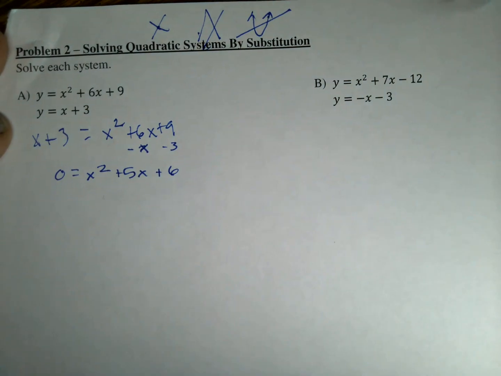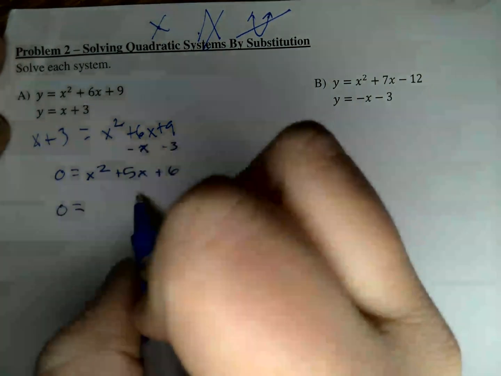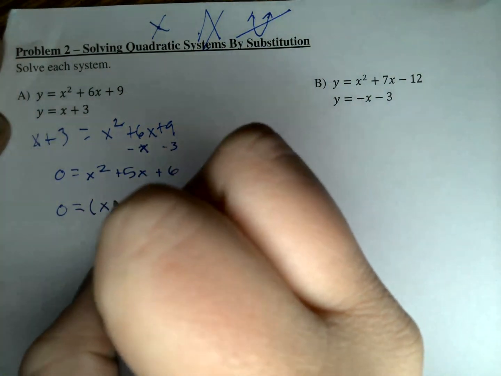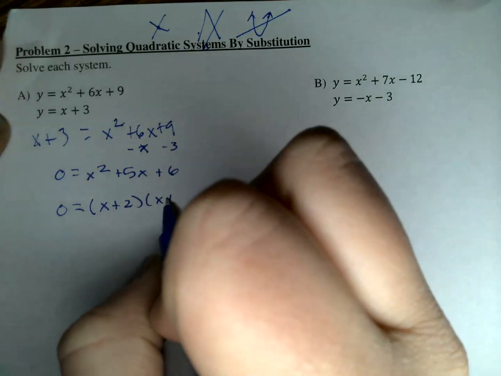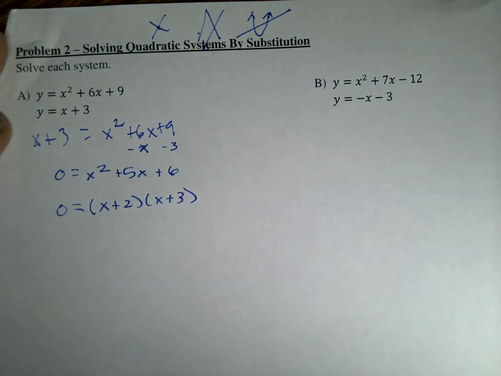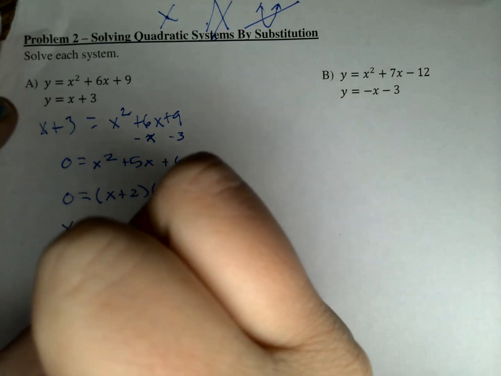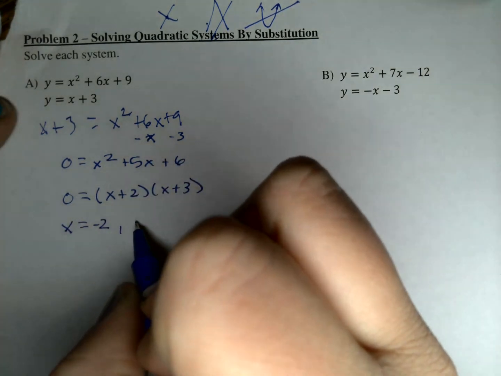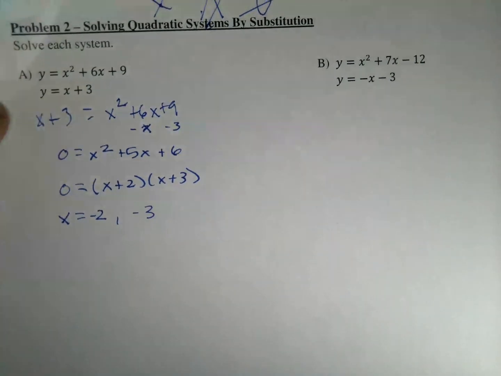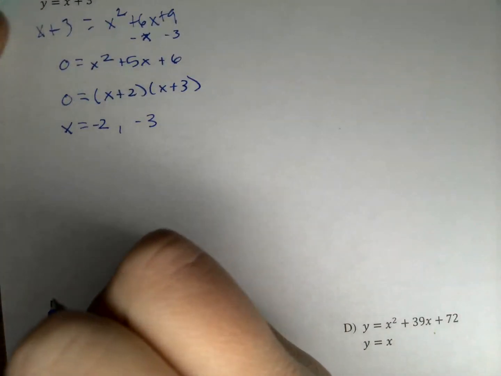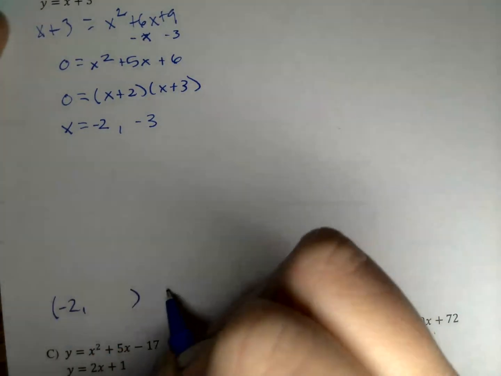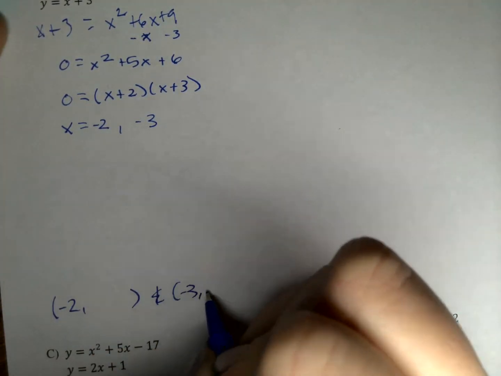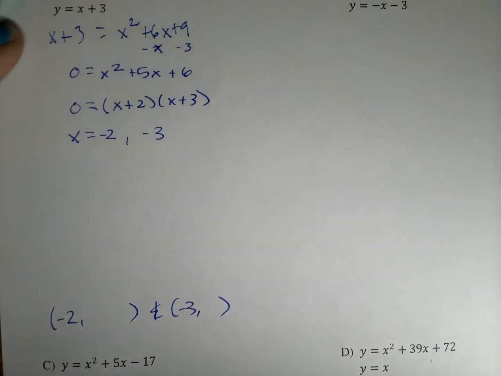So now I want to factor that. What two numbers multiply to get positive 6 and add together to get positive 5 would be x plus 2 and x plus 3. So now I can set that equal to 0, and I get x is equal to negative 2 and x is equal to negative 3. So I have two different answers here. So actually what I'm going to do down below is already write out these points, because I know that at negative 2 and negative 3, those will be my two answers.